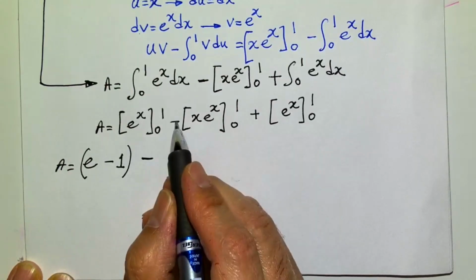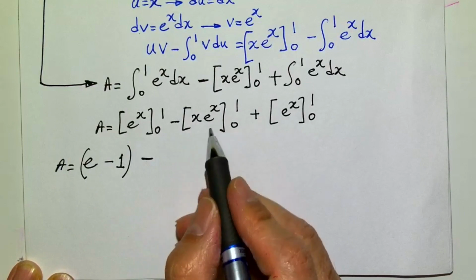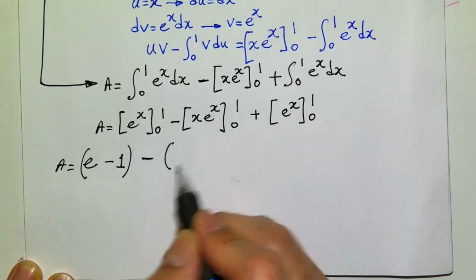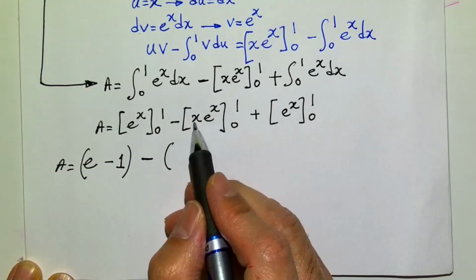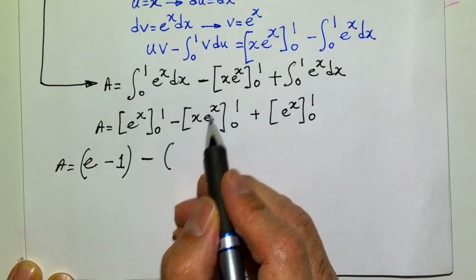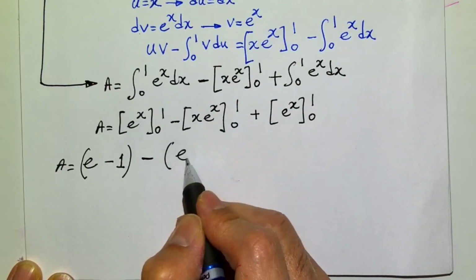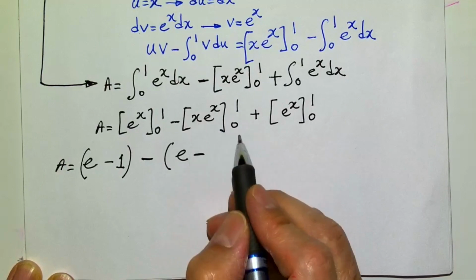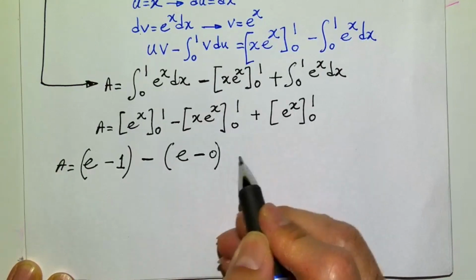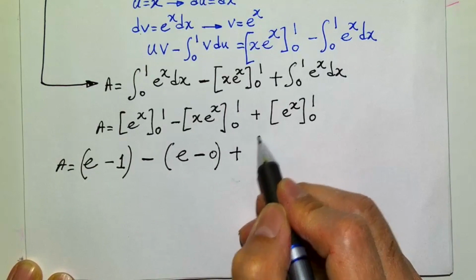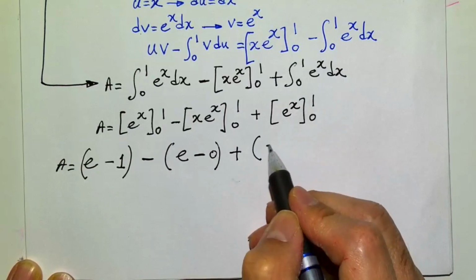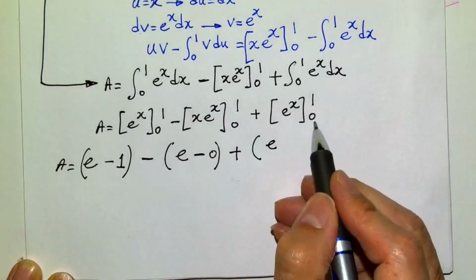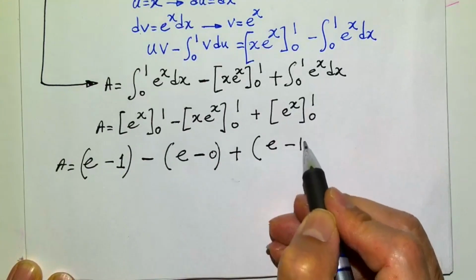Then minus, then let's calculate this piece. We have 1 times e to the 1, it's just e. And then minus, substituting 0 for x, we get 0. And then plus this piece, we get e to the 0 is 1, like that.